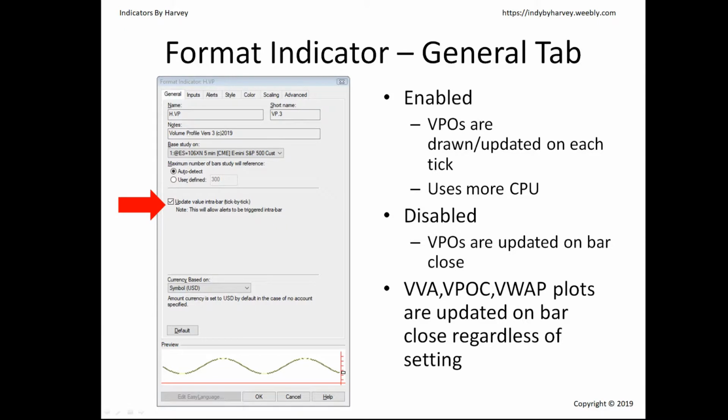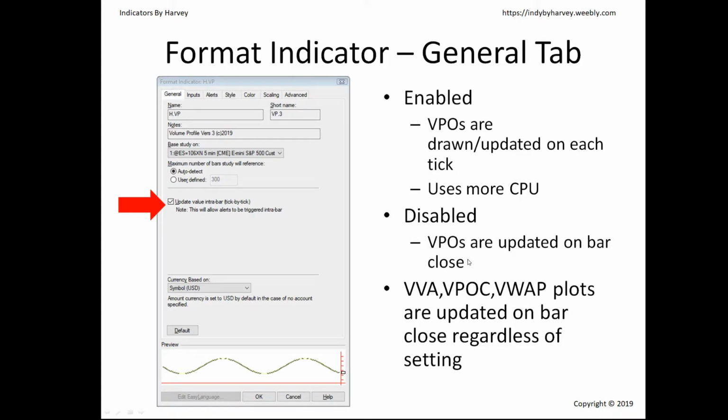Let's take a look at some of the more important configuration choices you're going to have. In the Format Indicator General tab, the indicator will work properly if you update the value intra-bar tick by tick. When you do that, the VPOs are drawn and updated on each tick. The values change, the color is changed, it uses more of your trading system's CPU, and it uses more of your internet bandwidth. If you uncheck that or disable the update tick by tick, the VPOs are updated on bar close.